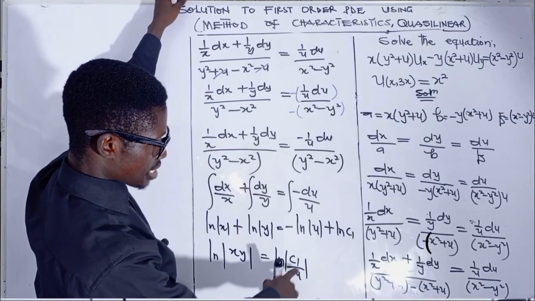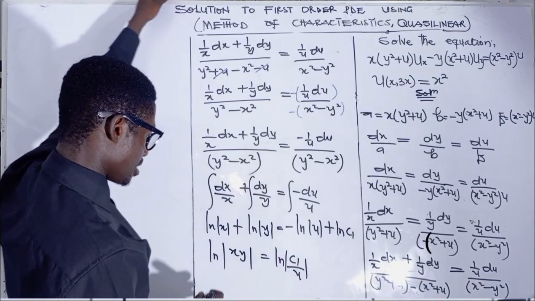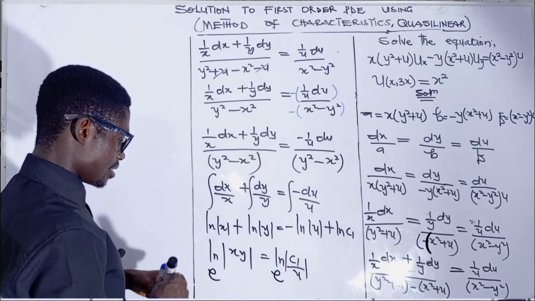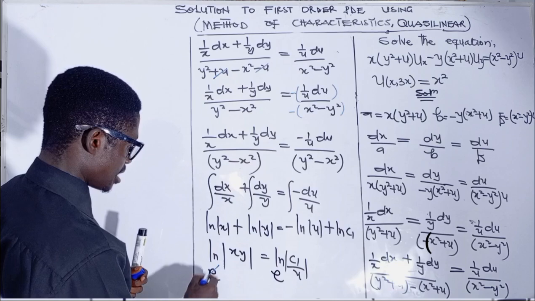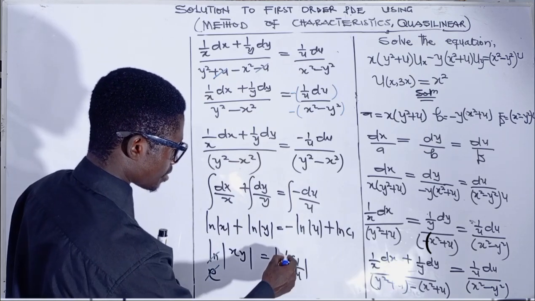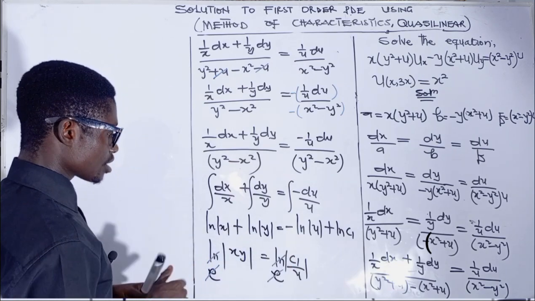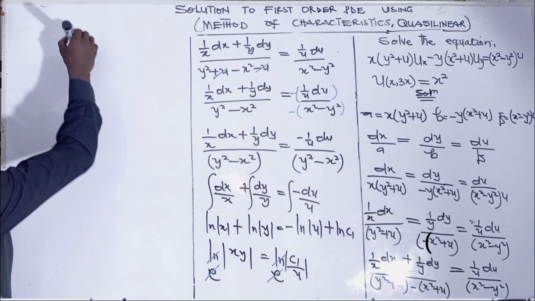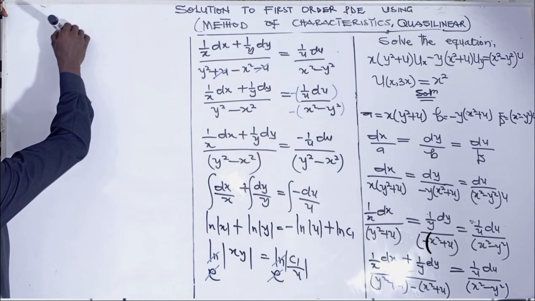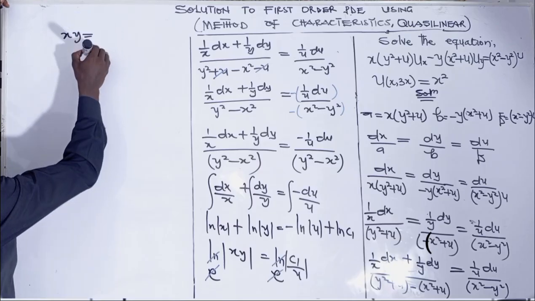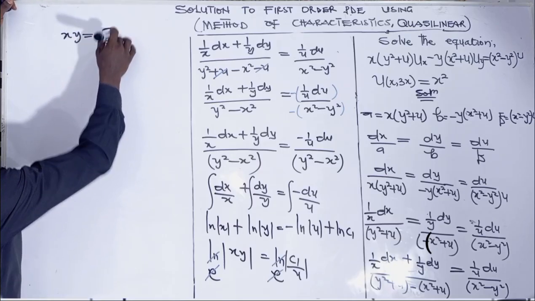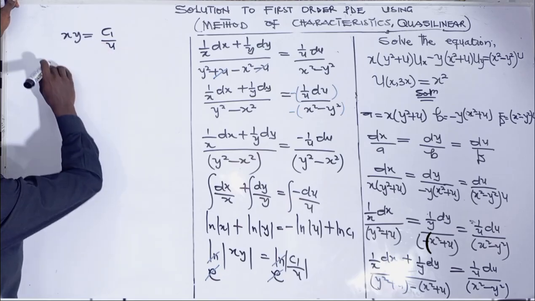Now we are interested in making C1 the subject. So let's take the e on either side of the equal sign, so that the e will cancel the ln. So we have e cancel the ln, the e cancel the ln. So at the end, we are having xy is equal to C1 all over u.